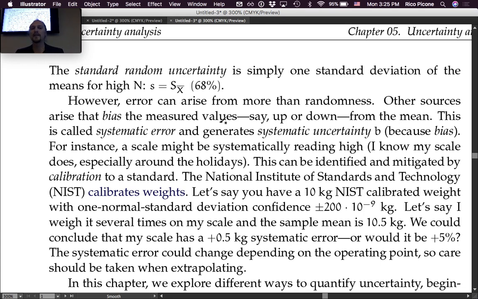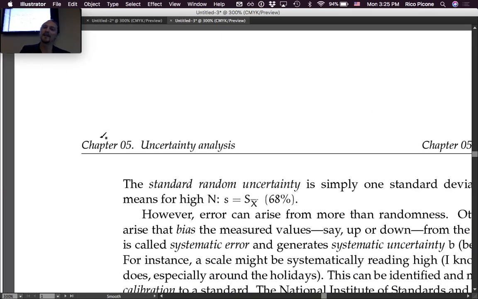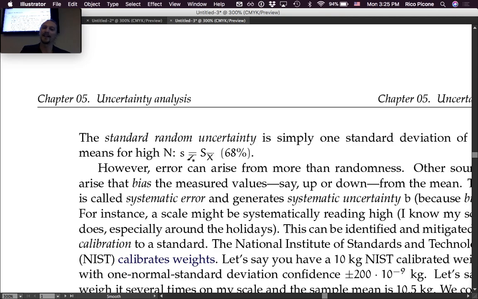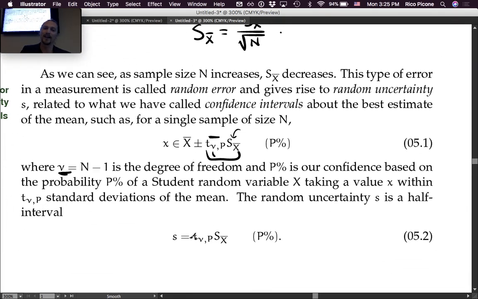This is called systematic error and generates systematic uncertainty B. The reason we use B is because B is for bias. You might think, oh man, we use S for the random uncertainty, and S for systematic, they should go together. But S is actually meant to be standard deviation, like in this case just a standard deviation, or in this case some multiple of the standard deviation. So S is supposed to conjure up standard deviation. That's how I justify it.